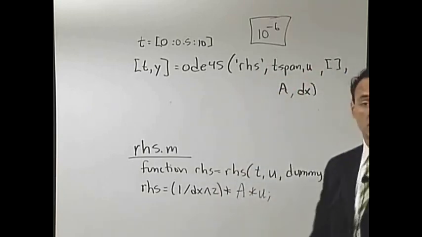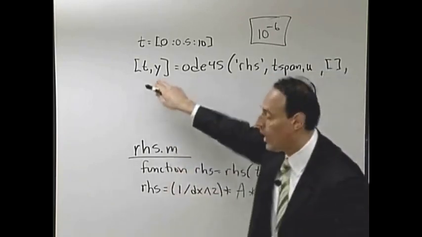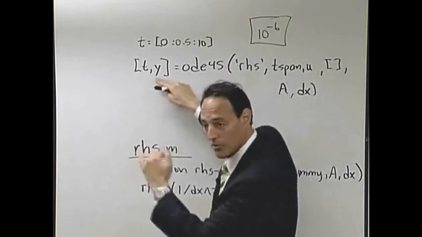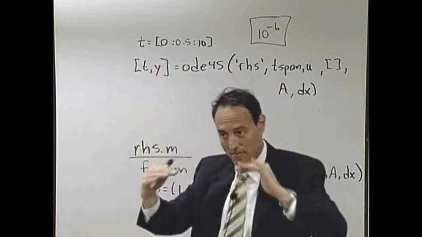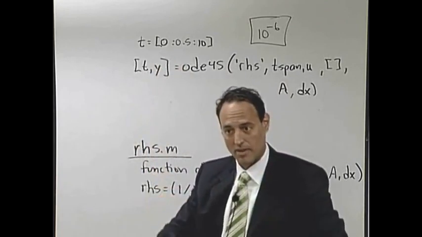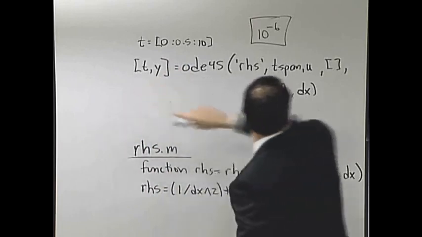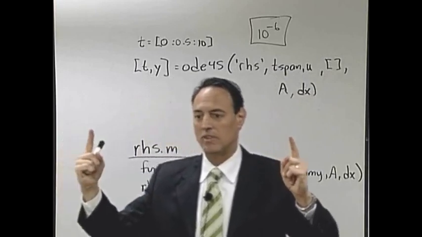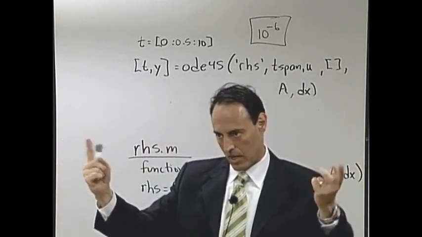Now, what comes out of this thing, and this is important, is y. Y is my solution. What is y? The rows of y are time 0, time 0.5, time 1, time 1.5, and so on. So there's 21 rows here. And in each row, 10,000 points. Here is my solution vector. It's 10,000.